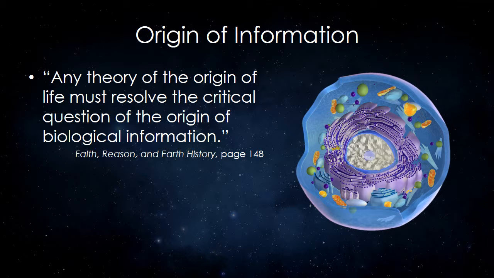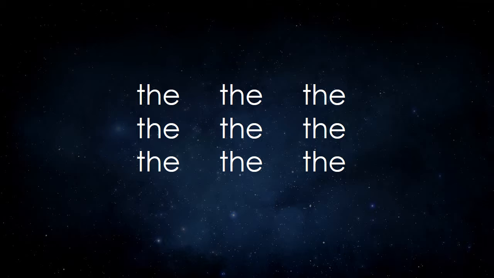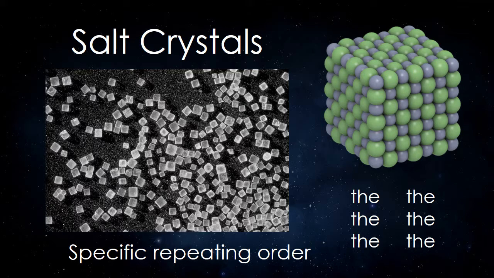To understand more about this information, we need some background. Think about this sequence of letters and spaces. It is an orderly sequence of specific letters that repeats over and over, but doesn't carry any meaningful information. It is similar to the repeating order we find in some inanimate objects, like table salt, for example. Each salt crystal is shaped like a cube because of the specific repeating order of its molecules.